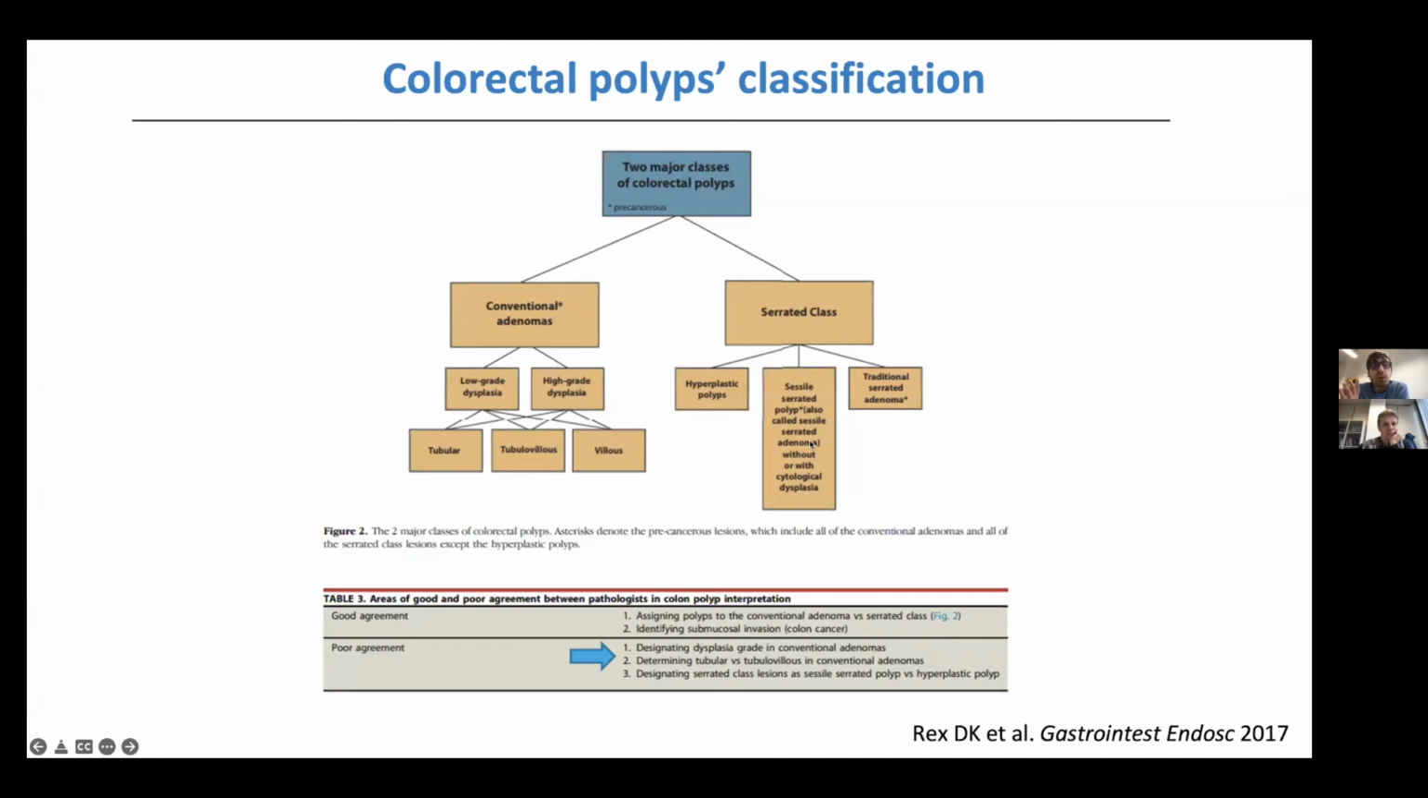I don't want to give you a pathological training. I just want to give you a brief explanation of why this is important. And this is the reason. We have this kind of classification between different adenomas.